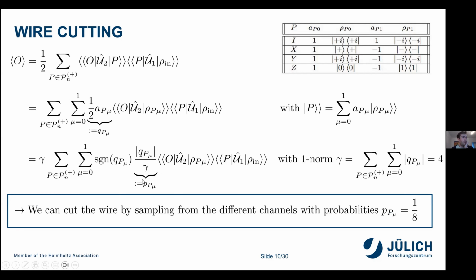In particular, you can check here that these probabilities are all 1/8. And this means that you need to reinitialize the different Pauli eigenstates, each with probability 1/8. And you have to measure in the corresponding Pauli basis.